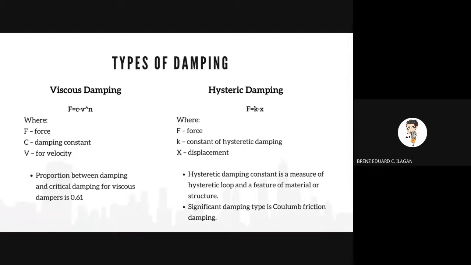Significant damping type is coulomb friction damping. It is also called constant damping kasi the damping forces are independent of displacement.